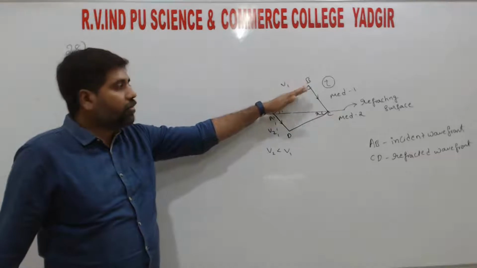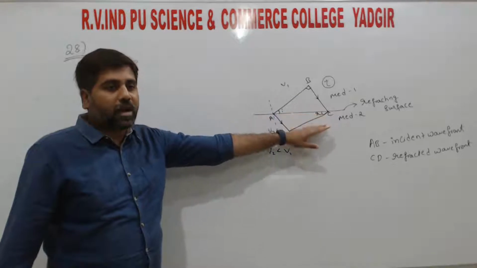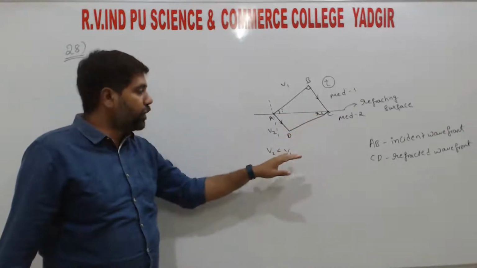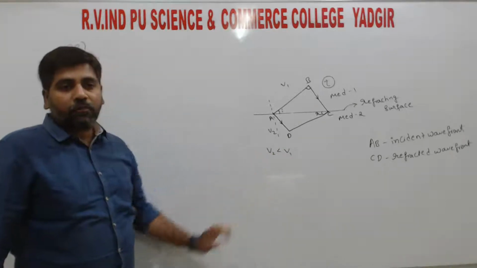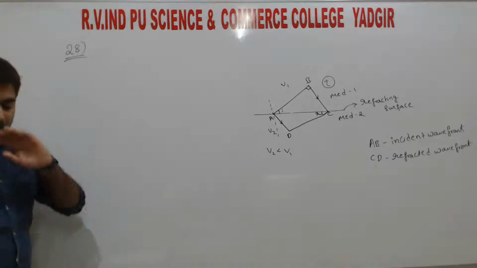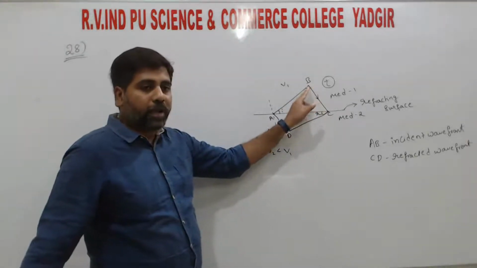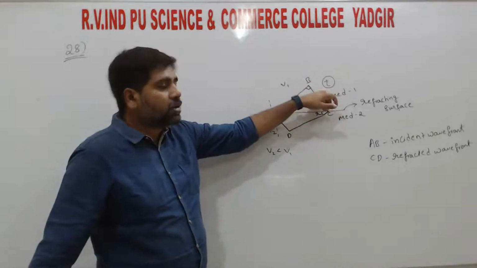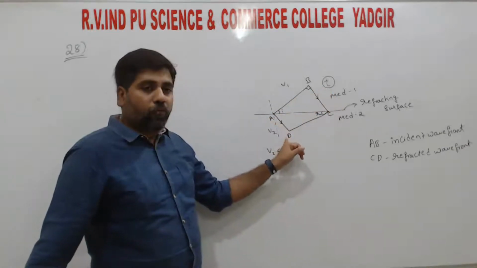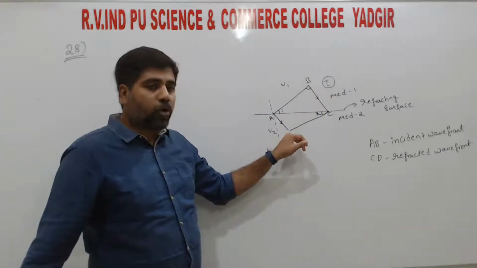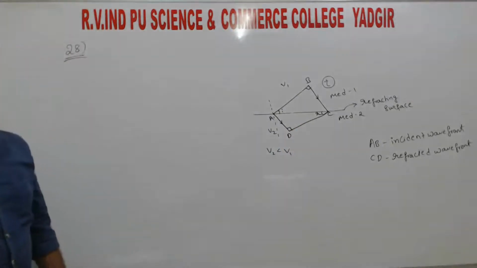Consider the plane wavefront moving with velocity v1, which is incident on the refracting surface and travels into medium 2 with speed v2, right? So v2 is less than v1. If t is the time taken for point B to reach the refracting surface at C, then in the same time A will move further in the second medium, up to the point D, right? This is again a perpendicular.